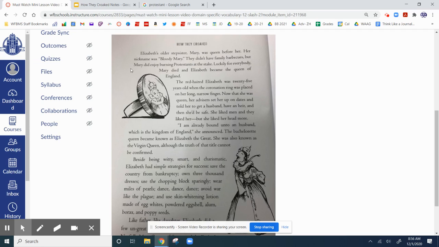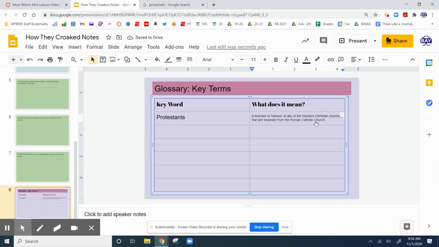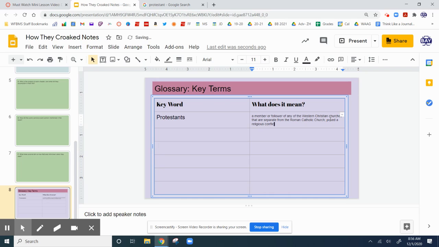So it says, in that family barbecues, but Mary did enjoy burning Protestants at the stake. So it seems like because Elizabeth and Mary are on one side, the Protestants may be on the other side. So there could be some sort of religious conflict there. Posed a religious conflict with Mary, Elizabeth, and the official Catholic Church, separate from the Roman Catholic Church, as it says in the definition right here.